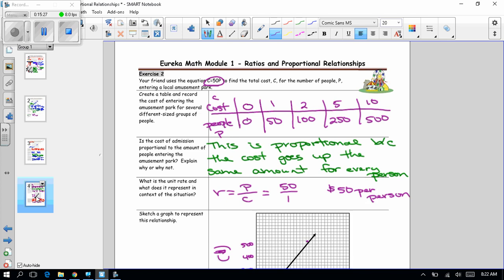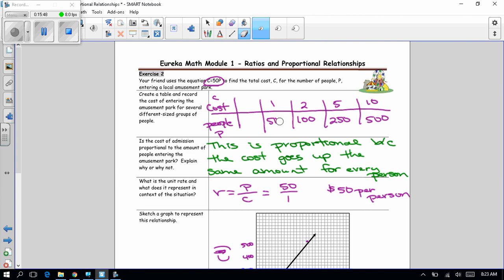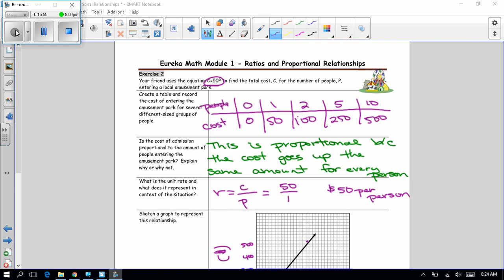All right, this is proportional because the cost goes up the same amount for every person, right? Well, what is that unit rate? $50 per person, right? I did people divided by the cost. So, I have those backwards, don't I? Oh, Mrs. Hoekstra. Let's go back and change that. I have these all backwards. Crazy Mrs. Hoekstra. There we go. I fixed those. All right. I have everything else, right?